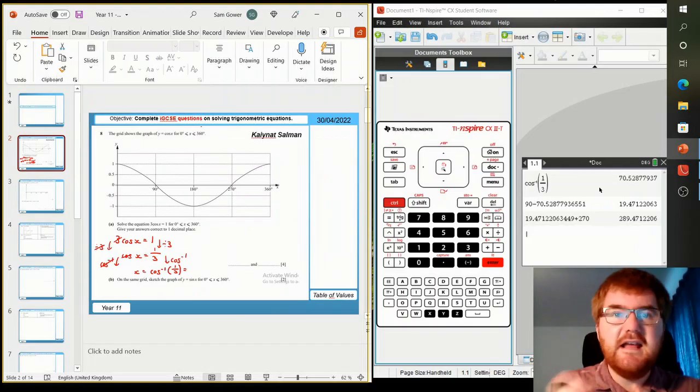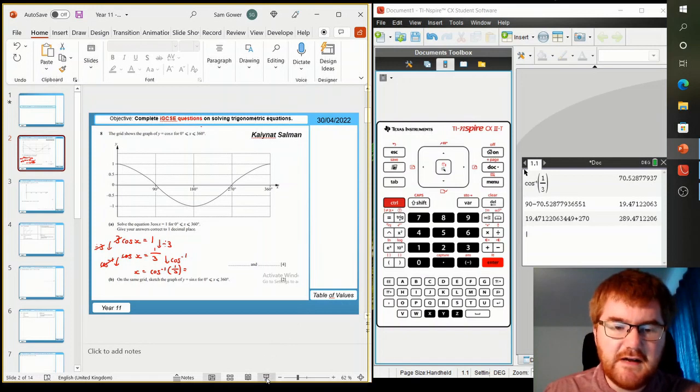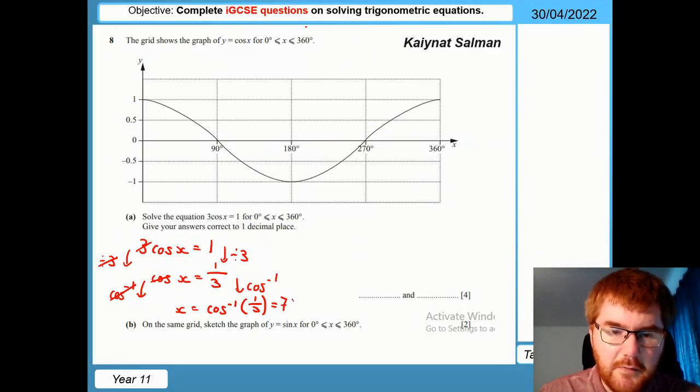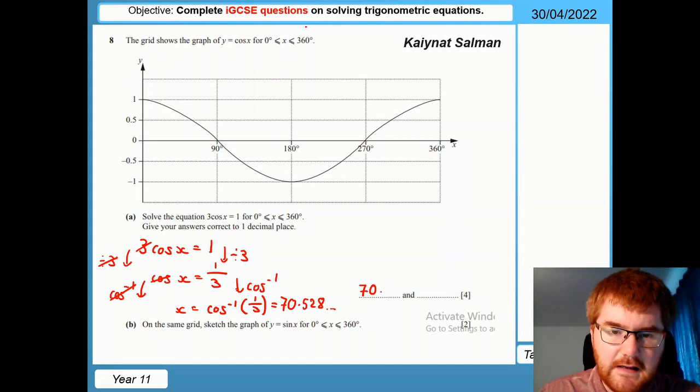So you can see here, I've already worked it out for us. So this is equal to 70.528. So I'm going to write that in. 70.528. So that's going to be our first answer. And I'll round this now to three significant figures as always. So 70.5. So that's important.